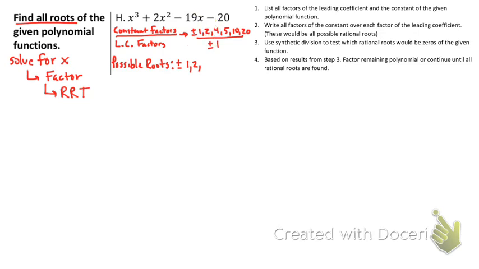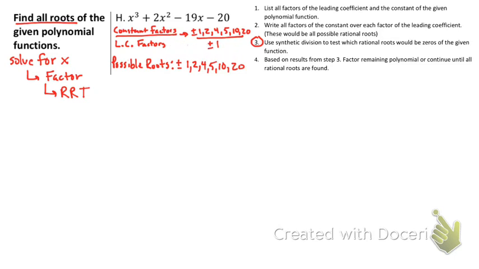4 divided by 1. 4 is a possible root or solution. 5 divided by 1. 5, and so on. 10 divided by 1. 20 divided by 1. So again, these are possible solutions. Now my job, so step 2 is done. Now my job is to jump to step 3. We're going to use synthetic division to see which one of these guys here actually is a solution.